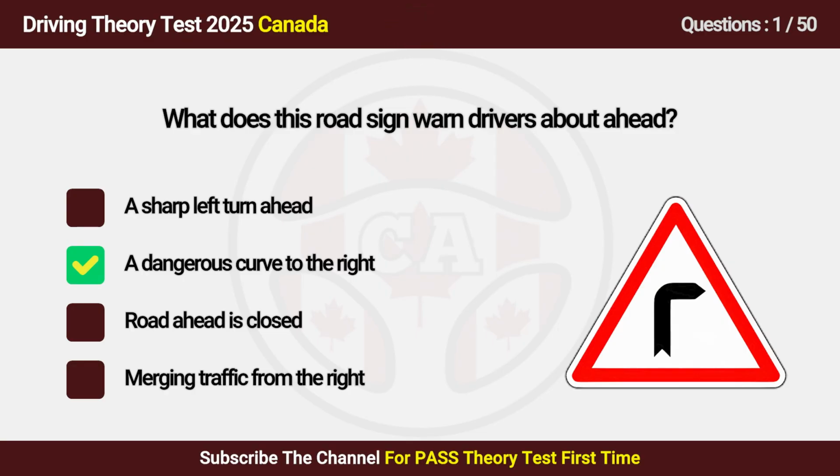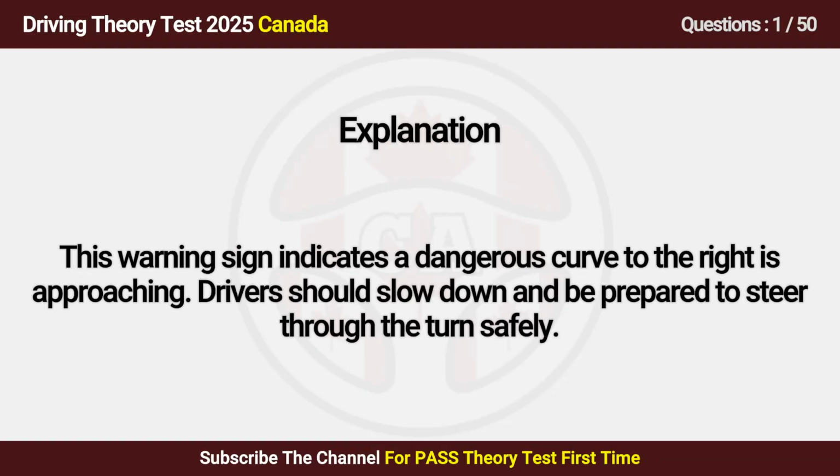Answer is B. A dangerous curve to the right. This warning sign indicates a dangerous curve to the right is approaching. Drivers should slow down and be prepared to steer through the turn safely.